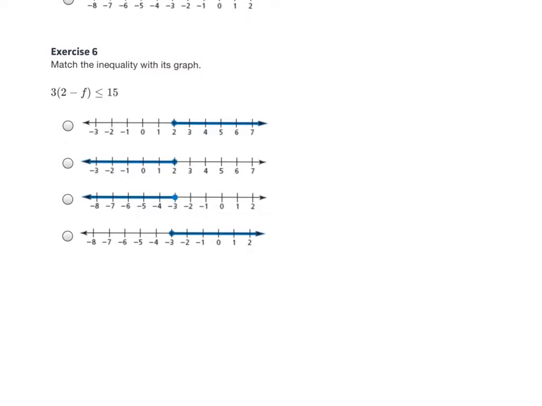Number 6. I've got 3 parentheses, 2 minus f less than or equal to 15. I'm going to distribute. 3 times 2 is 6. 3 times negative f is negative 3f less than or equal to 15.